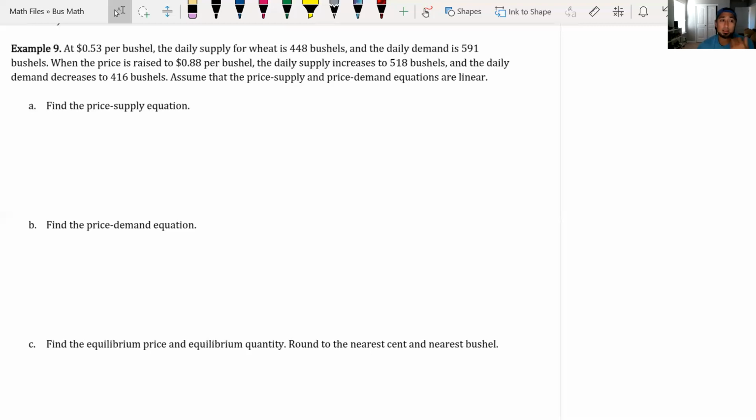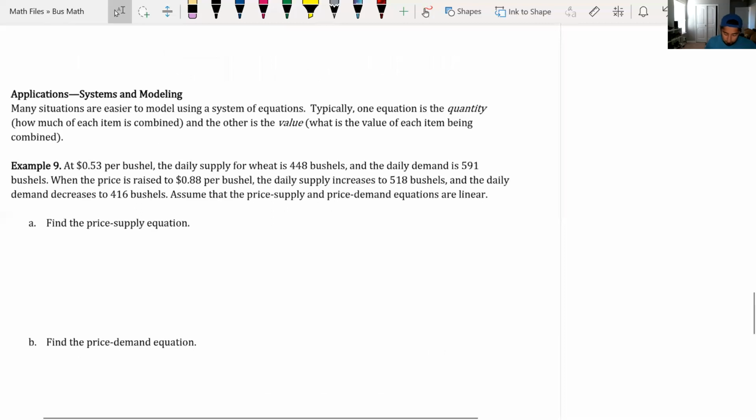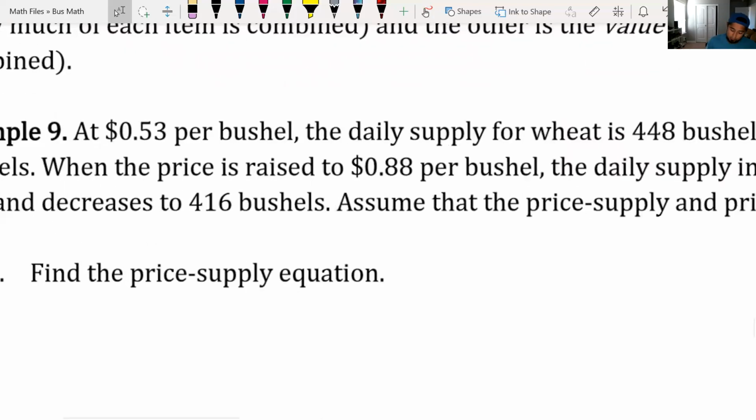So A says find the price supply equation. Okay, well, to find a linear equation, we need a slope and a point, which means they are giving us points in this problem. We just have to pick it apart. Okay, so let's look at the things that say supply. So that's what we're going to look at first.